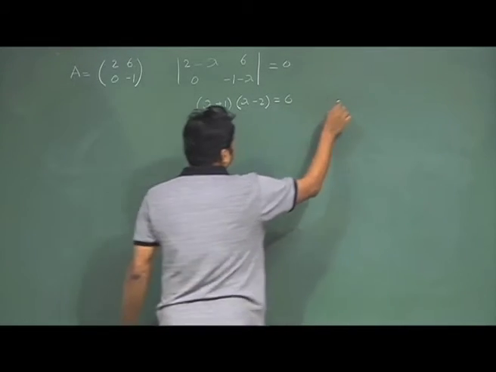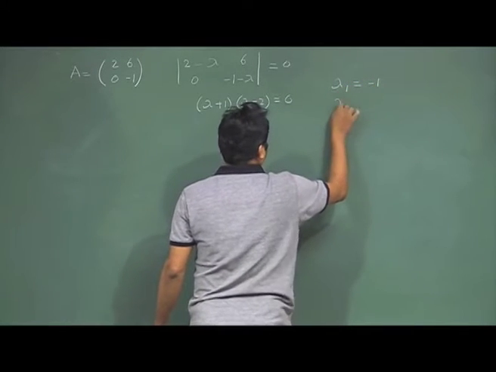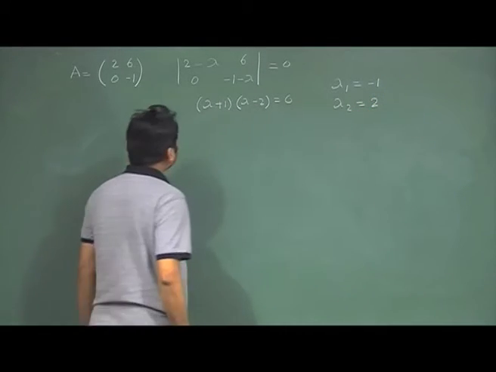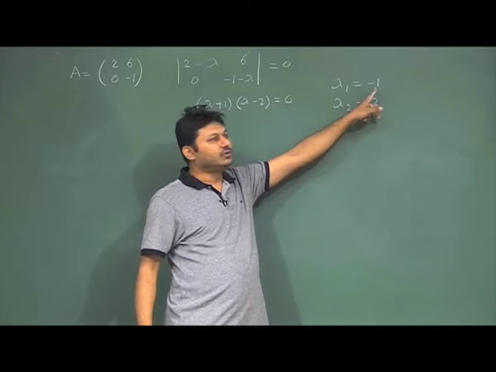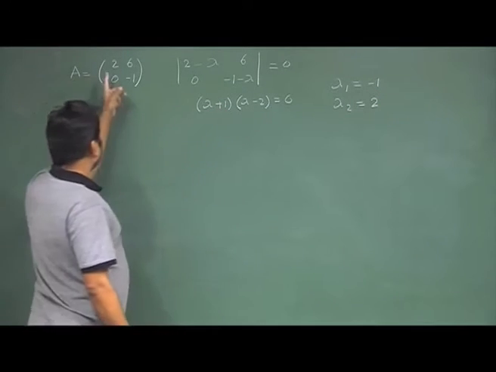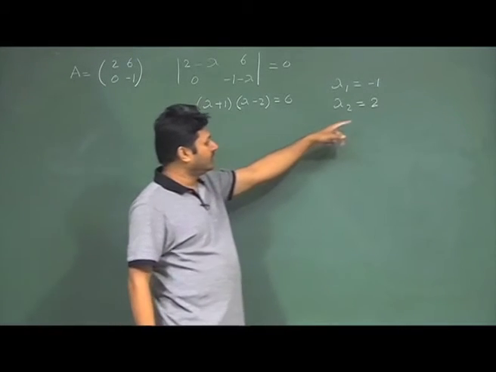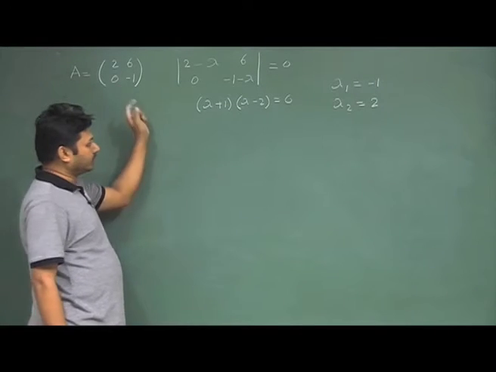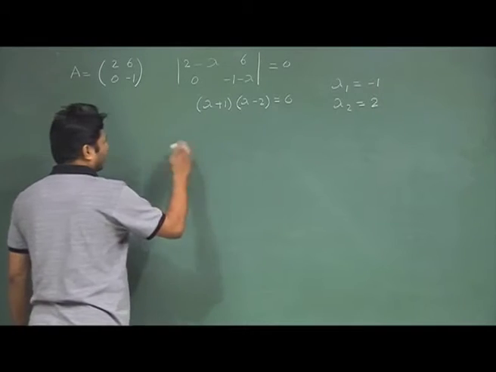So my eigenvalues are lambda 1 is minus 1, lambda 2 is 2. Again you can cross verify: if I add 1 and 2 it will be minus 1, and here also I have the same quantity, so the trace is matching. If I multiply, it will be minus 2, and the determinant of this matrix is also minus 2. Now I need to find the eigenvectors.